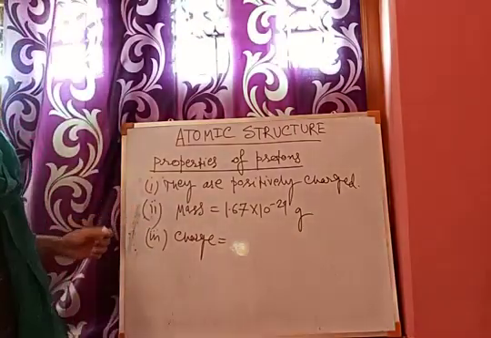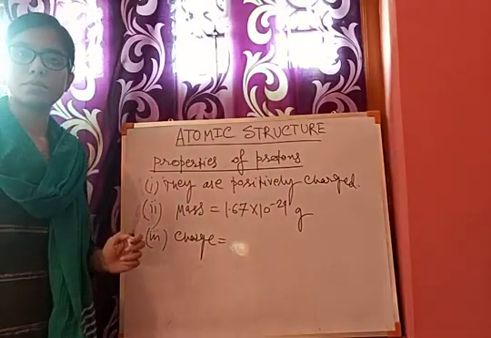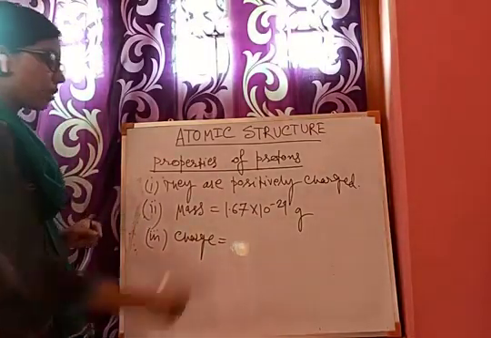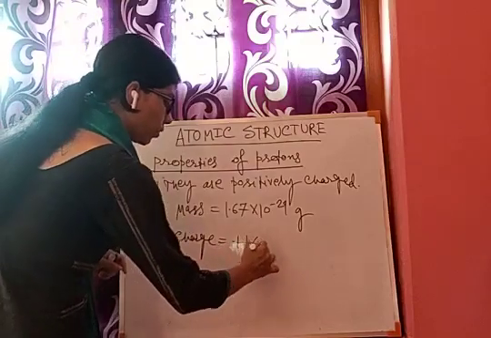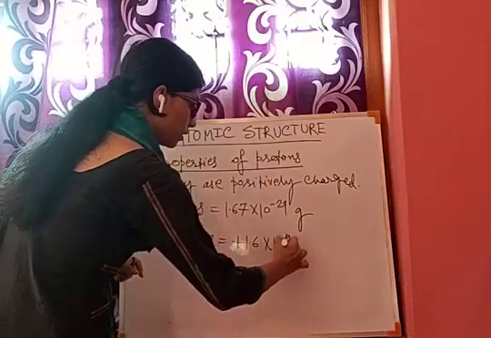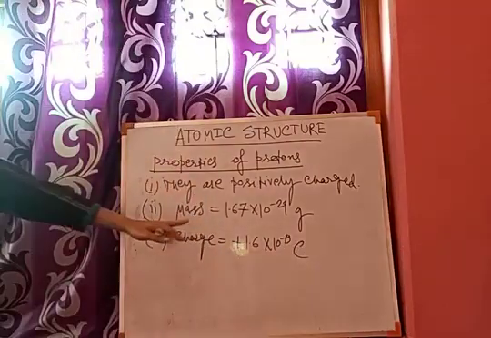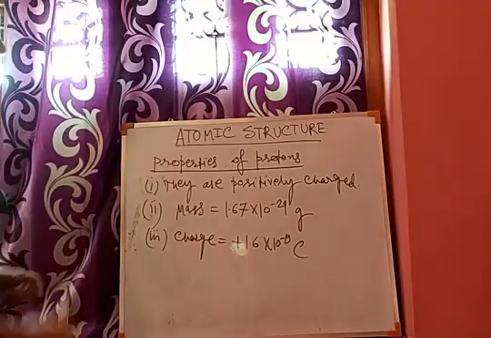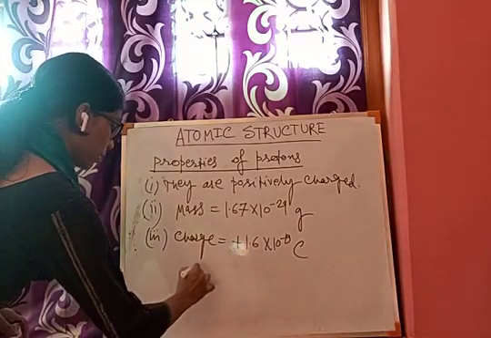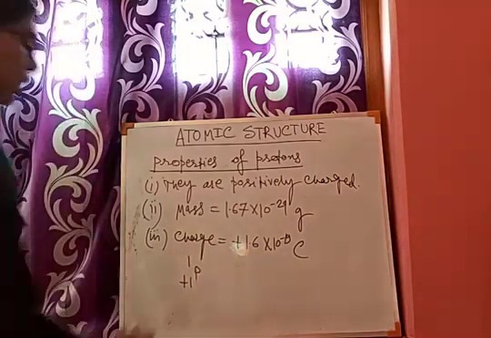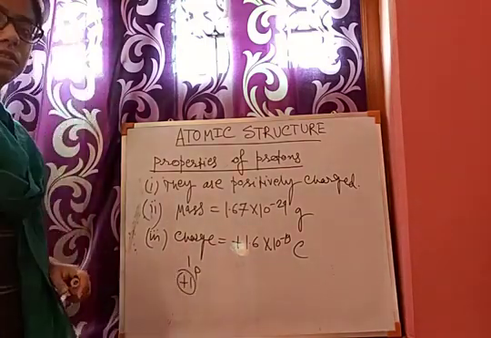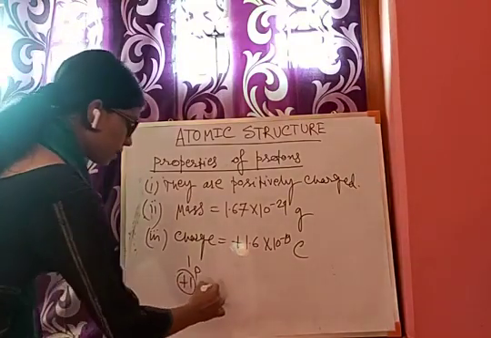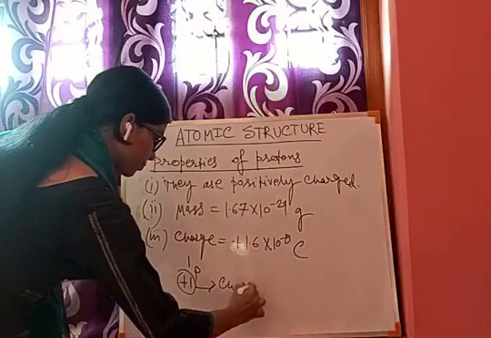The charge of electron and charge of proton is numerically same, but the sign is opposite. So the sign for electrons was negative, and for protons it will be plus 1.6 into 10 to the power minus 19 coulomb. Same value, but the sign is opposite here. And the protons are represented as plus 1 P1. So here plus 1 represents the unit positive charge of proton. That means proton carries unit positive charge.